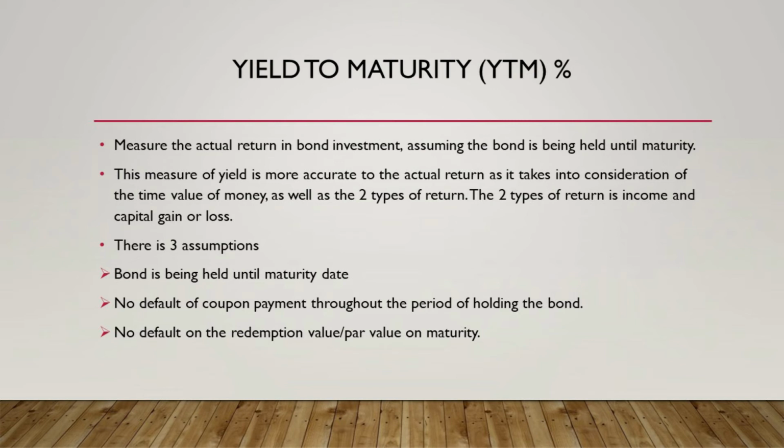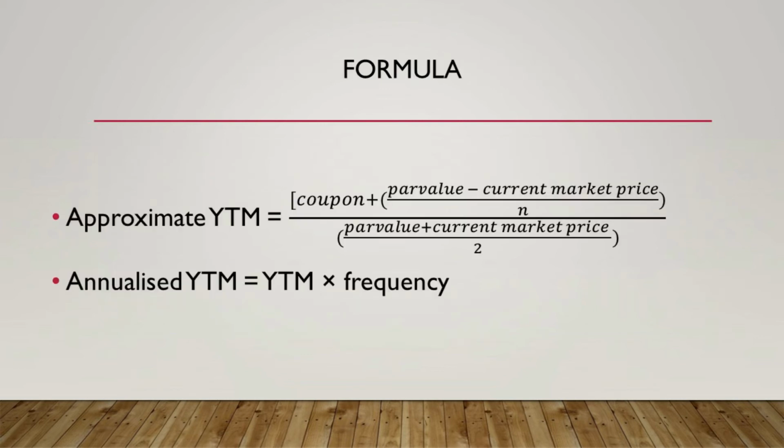The two types of return is income and capital gain or loss. There are three assumptions, which is the bond is being held until maturity date, no default of coupon payment throughout the period of holding the bond, and no default on the redemption value or par value on maturity. This is the formula for yield to maturity.